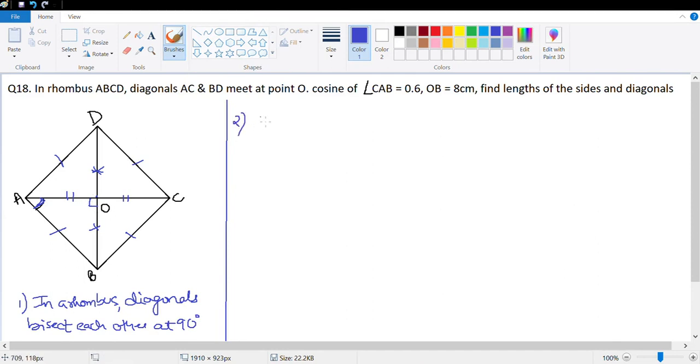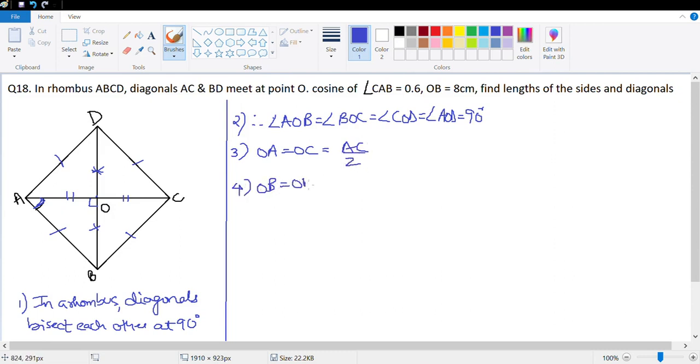So number 2, what it means is, therefore angle AOB is equal to angle BOC is equal to angle COD is equal to angle AOD is equal to 90 degrees. What it also means is OA is equal to OC is equal to AC upon 2, and OB is equal to OD is equal to BD upon 2. Next, OB is given equal to 8 centimeter. So this is given equal to 8 centimeter, which means BD is equal to 16 centimeter.